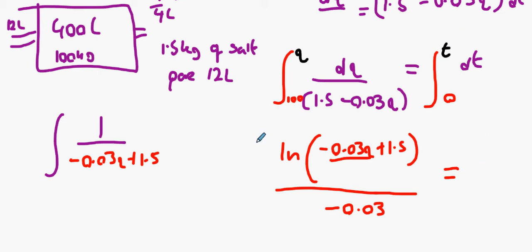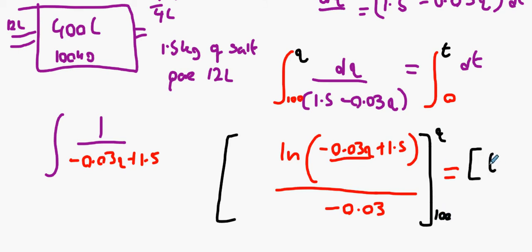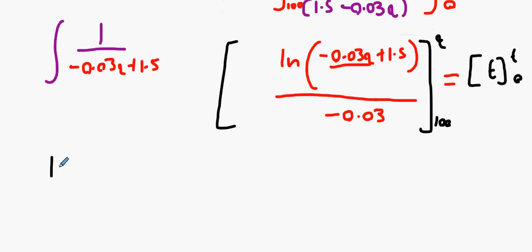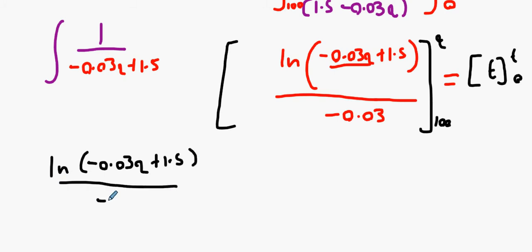Okay, so we integrate this, which we already have. When we integrate this, it's from 100 to q, and when we integrate this, which is just t, it's from 0 to t. Now let's figure out what we can do with this. The first one stays the same. It's ln of minus 0.03q plus 1.5 all over minus 0.03, and this is t.